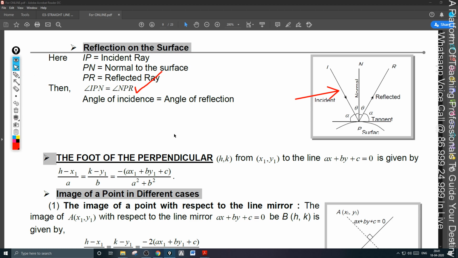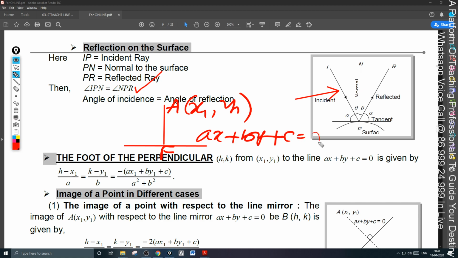Next, the foot of the perpendicular. This is a known concept to you, but not to miss the formula. I'm just explaining this again. That is a line given, and this is the foot of the perpendicular, which is drawn from a point (x1, y1) to the line ax plus by plus c equal to 0.